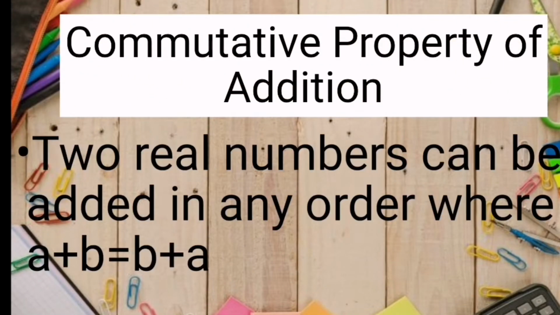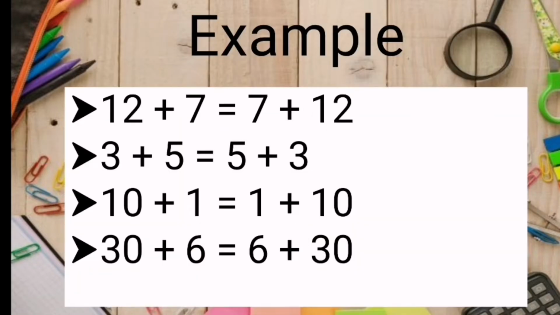So, commutative property of addition. Two real numbers can be added in any order, where a + b is equal to b + a. So for example, 12 + 7 is equal to 7 + 12. 3 + 5 is equal to 5 + 3. Then 10 + 1 is equal to 1 + 10. 30 + 6 is equal to 6 + 30.